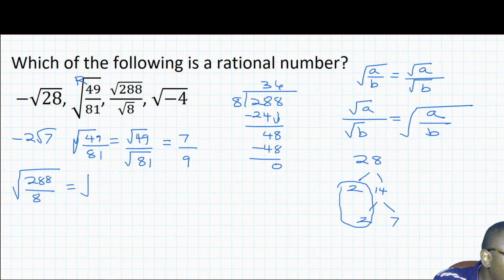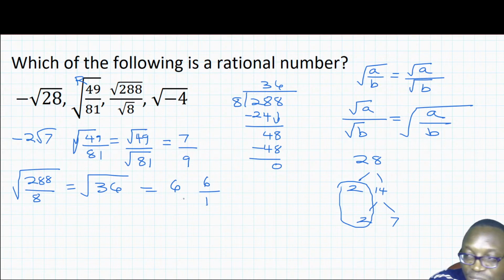So this is the same as the square root of 36, which is going to give us 6. And don't forget that 6 can be written as 6 over 1. So it can be written as a fraction. So this is going to be a rational number.